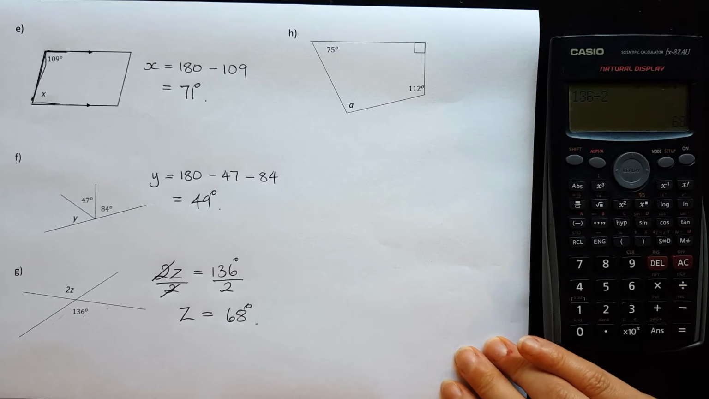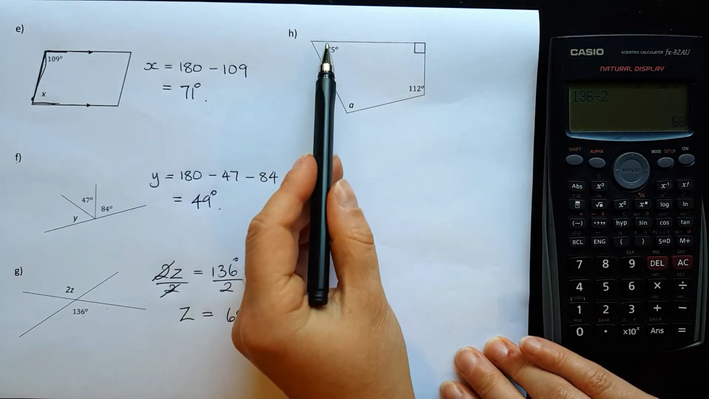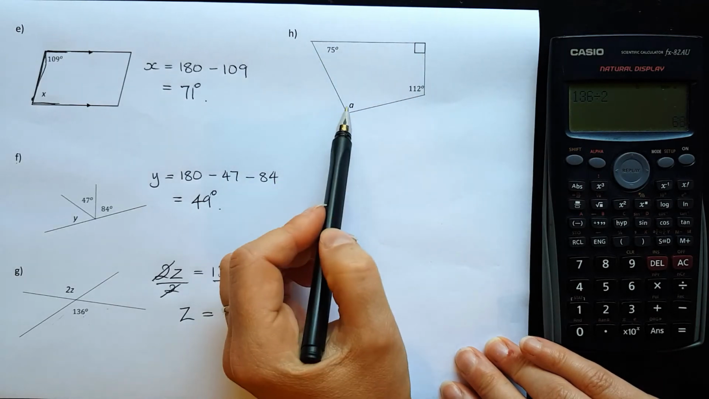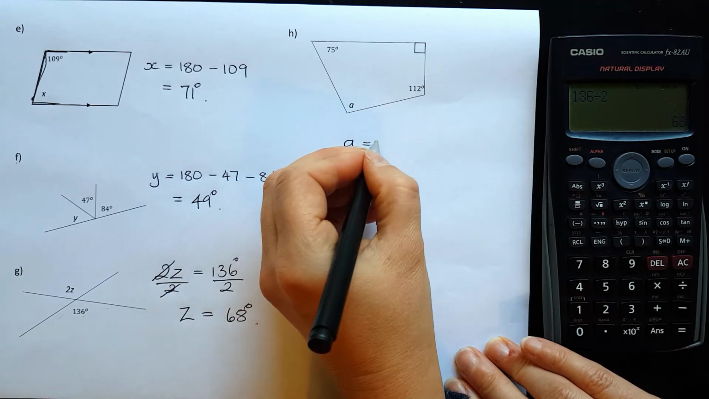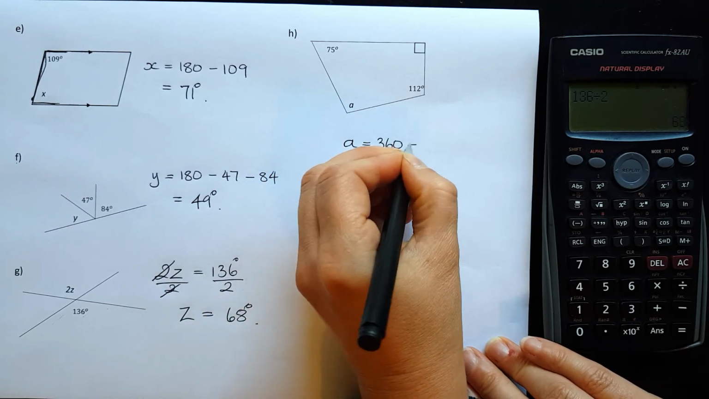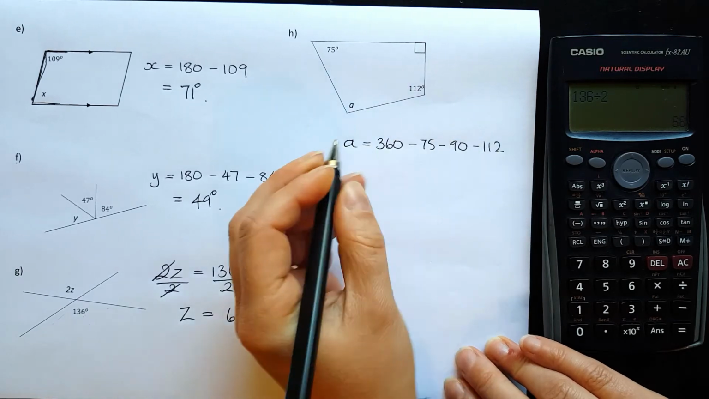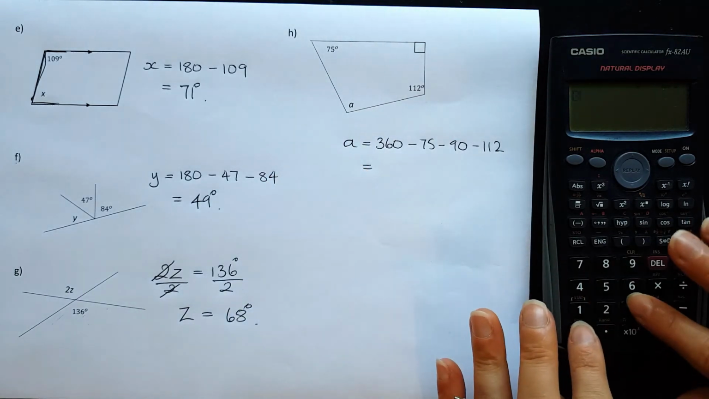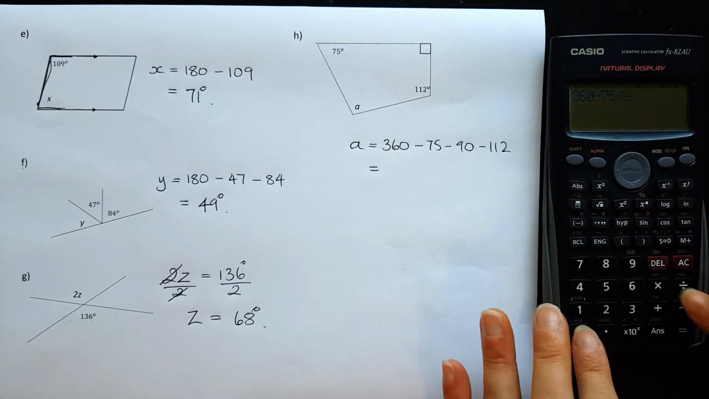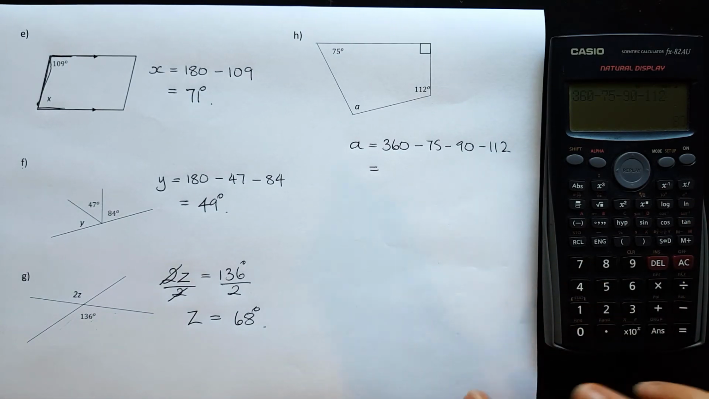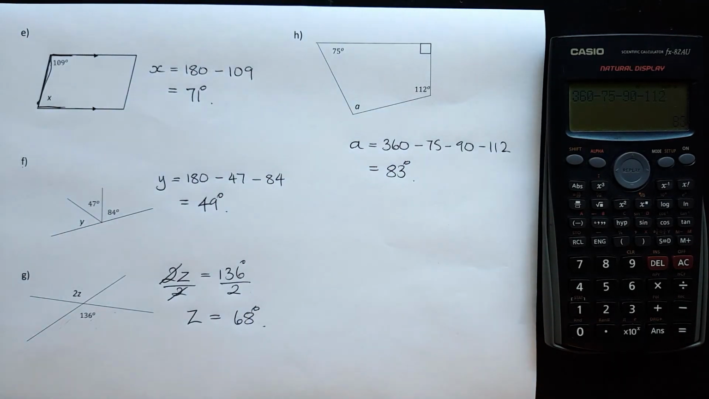And for H, we're back to a four-sided shape here. We have all three angles here. We want to find the fourth one. So we can use the angle sum of a quadrilateral, which is 360 degrees. Take away the 75, the 90, and the 112 to get our answer. a is equal to 83 degrees.